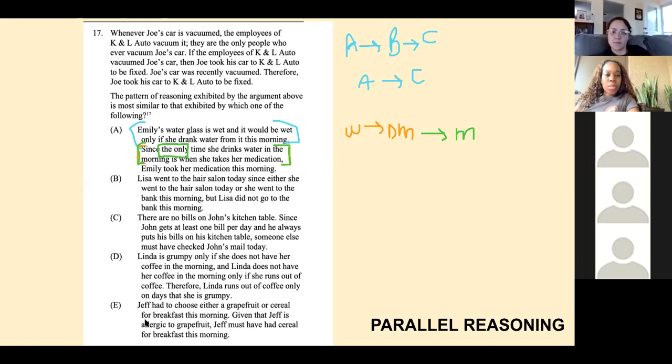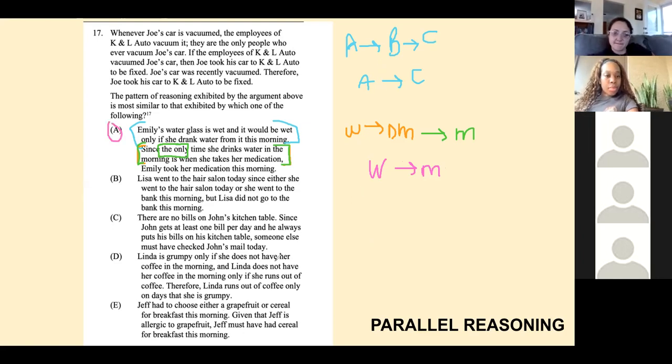So we're trying to say that she took her medication then. Does that follow our same structure as our stimulus? Yes. Yeah, that's actually the correct answer. But let's go ahead and try B first.